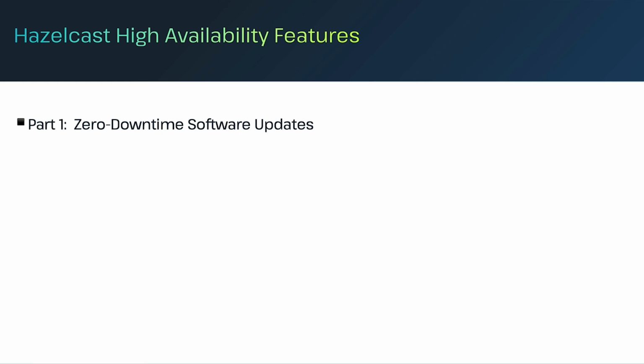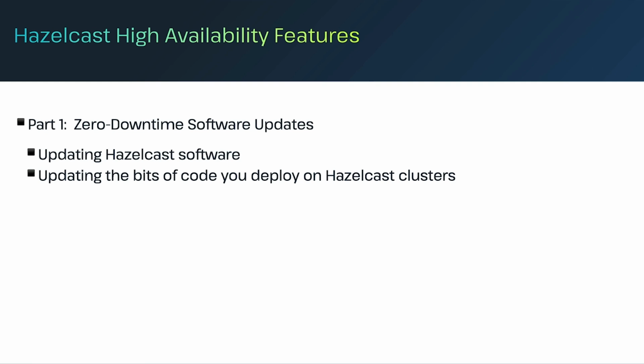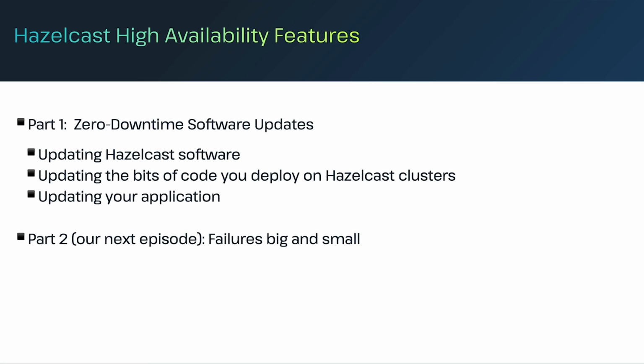This mainly involves upgrading software without downtime, whether it's Hazelcast itself, distributed computation code that runs in the cluster, or your business logic. In the following episode, we'll dive into the features that help Hazelcast stay available during different types of failures. This will be just a high-level overview of these capabilities. We'll do deep dives into specific features later. Let's start by looking at all the software-related changes you might need to handle.